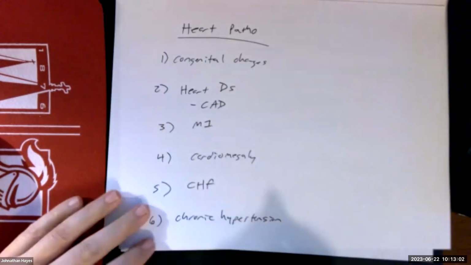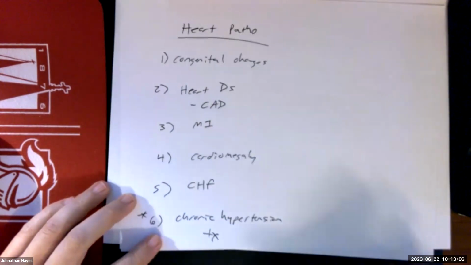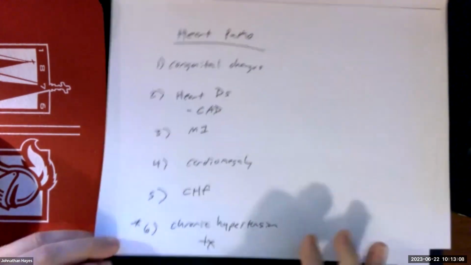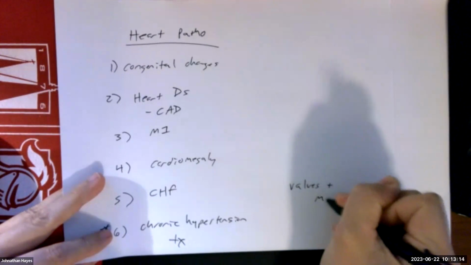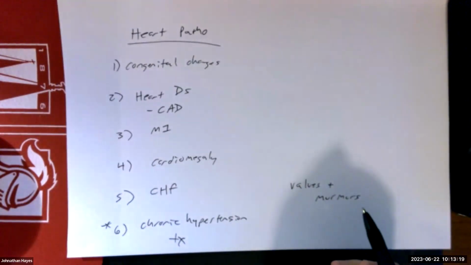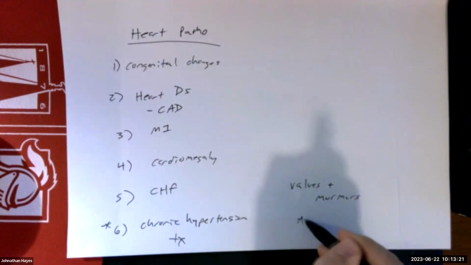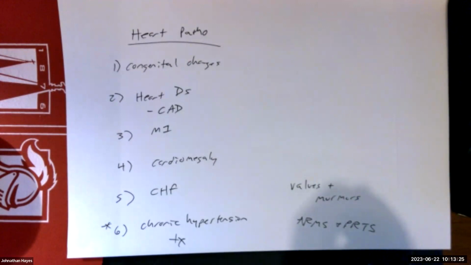And then if we have enough time, we'll do treatment. TX sometimes is just abbreviation for treatment. And then we will talk about valves and murmurs today. So if you had me in anatomy 2, we talked about something called arms and parts. And it's just a way that we can memorize different types of murmurs.